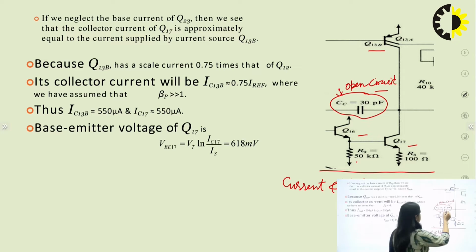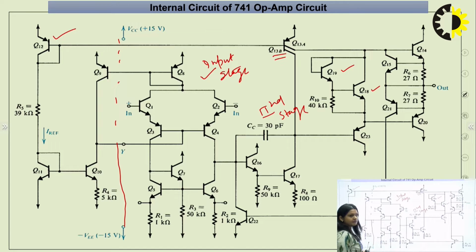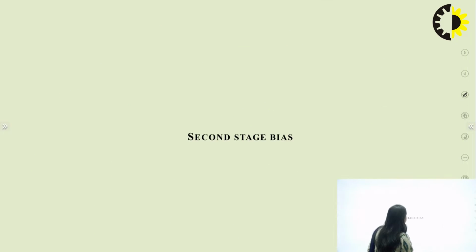For the calculation, we have to use some previous values. This circuit is connected with another transistor, and if you look at this diagram, Q13B is connected with Q12, where the current is represented by I reference. To do the DC analysis of the second stage, we should remember the value of I reference, because it will be used in the analysis. So, let us start the DC analysis.